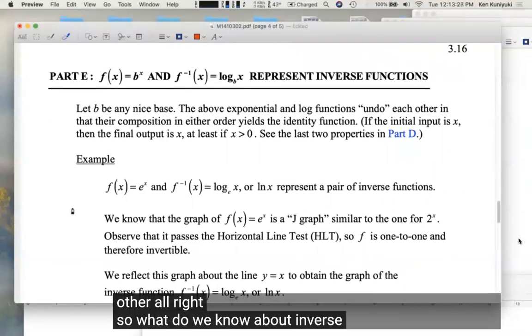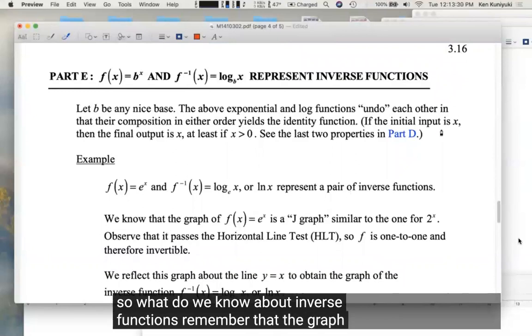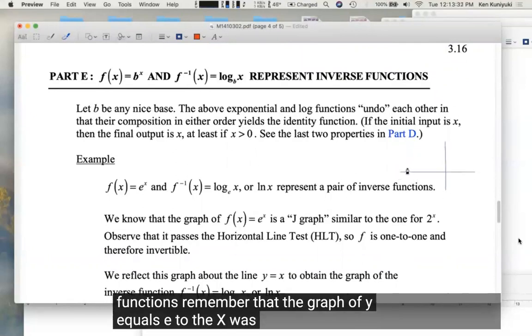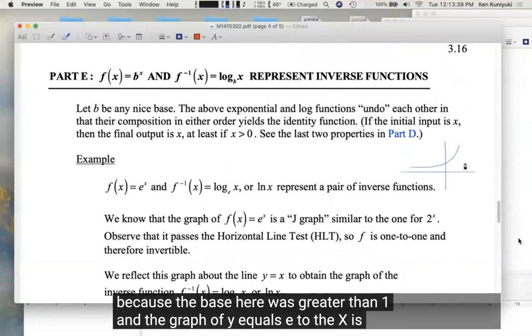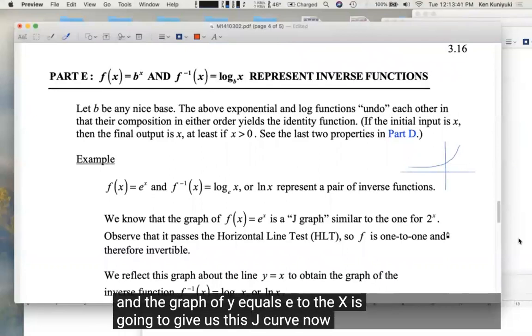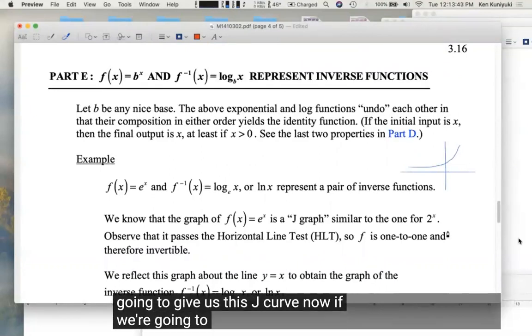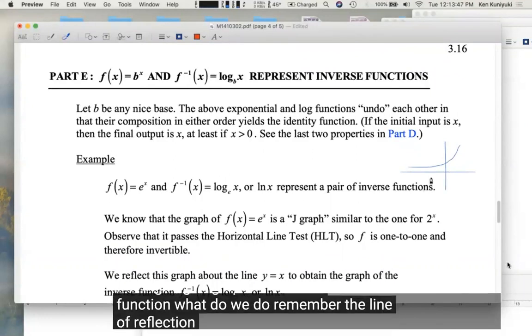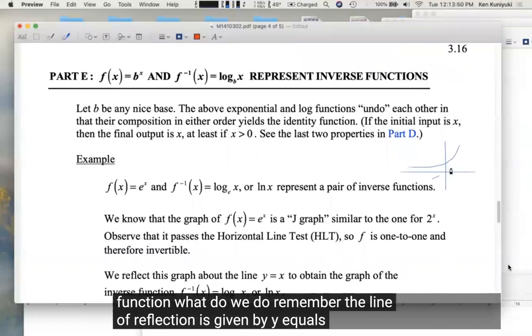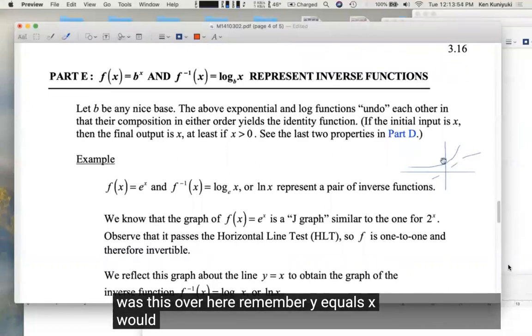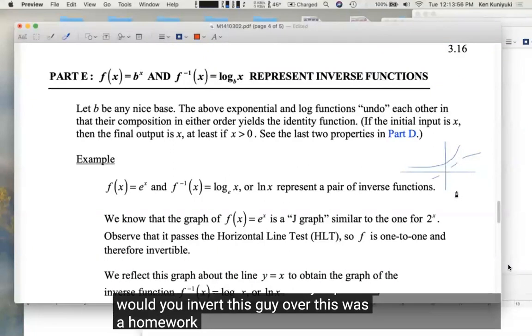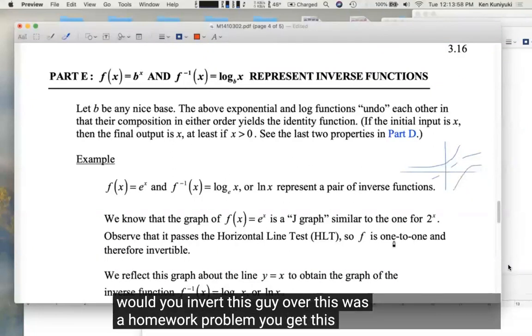So what do we know about inverse functions? Remember that the graph of y equals e to the x was that J curve, because the base here was greater than 1. Now, if we're going to graph the inverse function, what do we do? Remember, the line of reflection is given by y equals x. When you reflect this over, which was a homework problem, you get this.